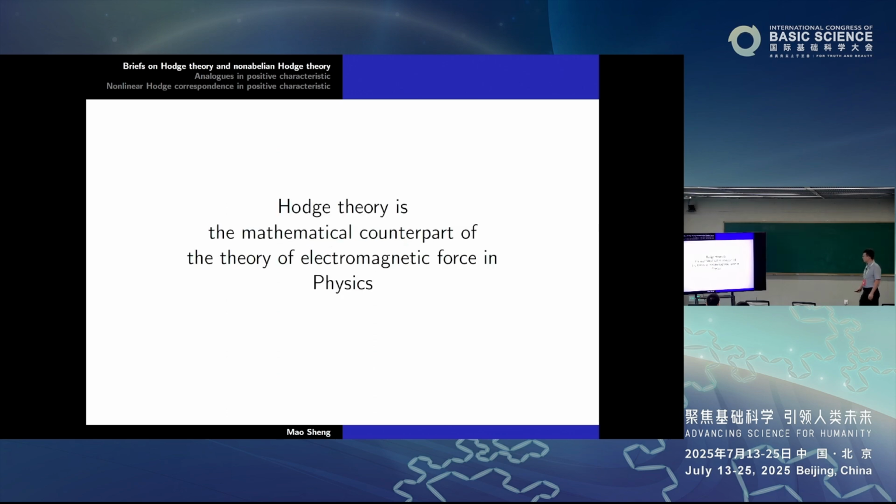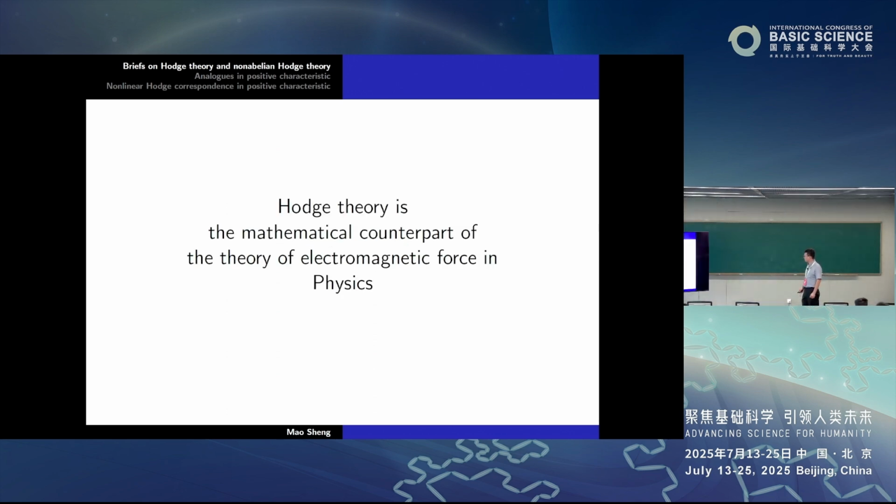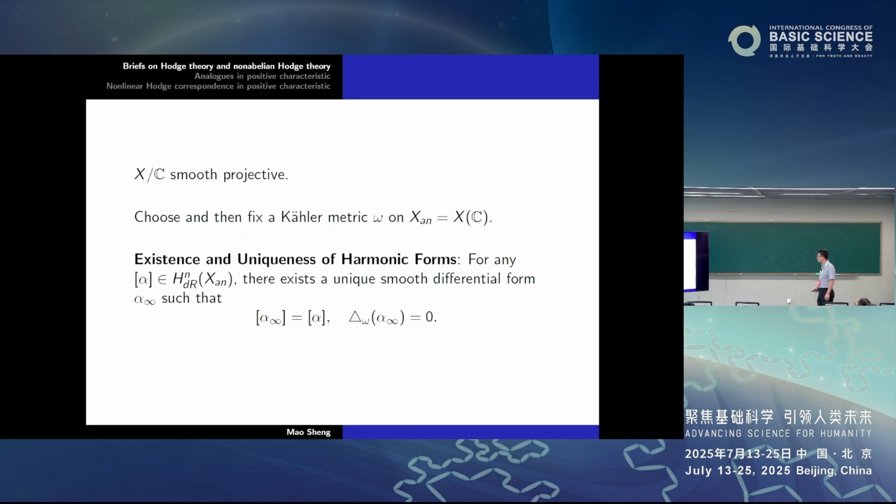Hodge theory is a mathematical counterpart of the theory of electromagnetic force in physics. So this is the math part of our nature. Let's look at a smooth projective variety. At all complex points, you have a compact complex manifold, and since it's projective, it admits a Kähler metric. It's non-unique, but you can take one.